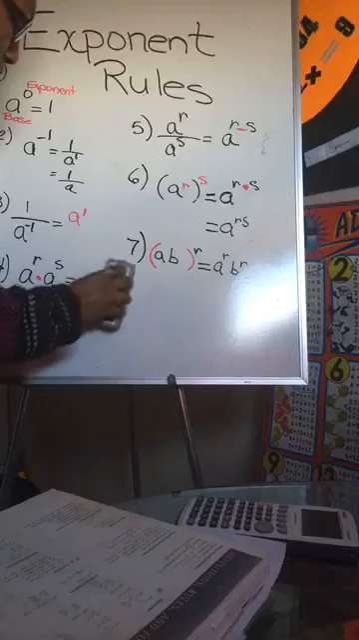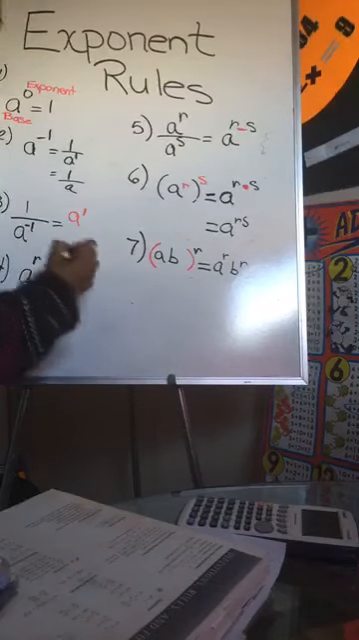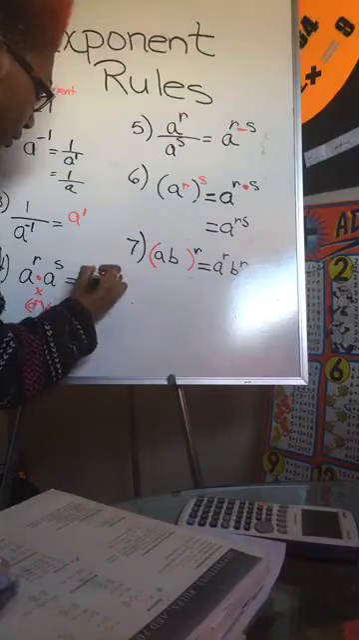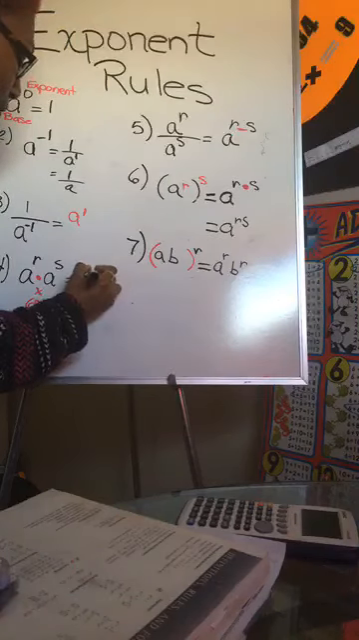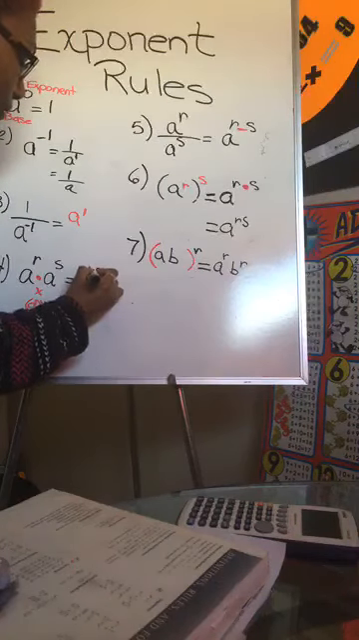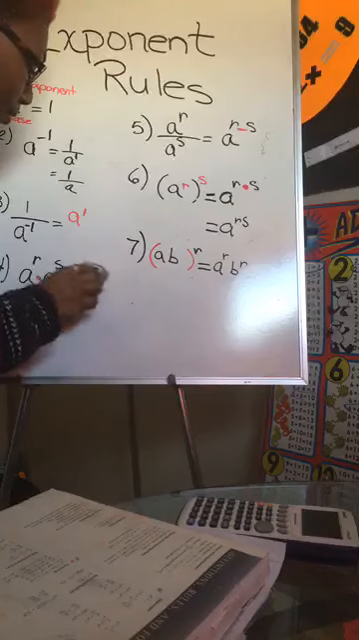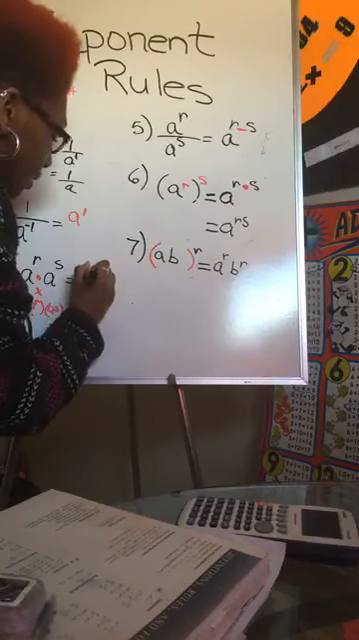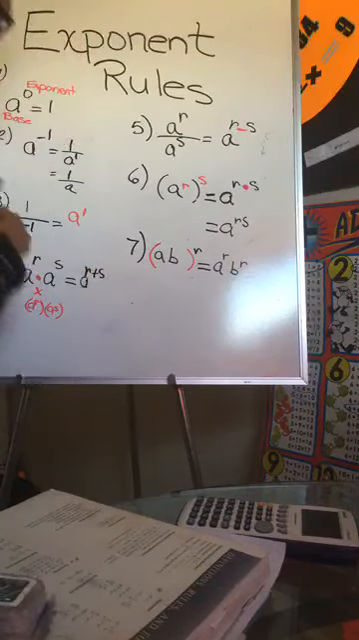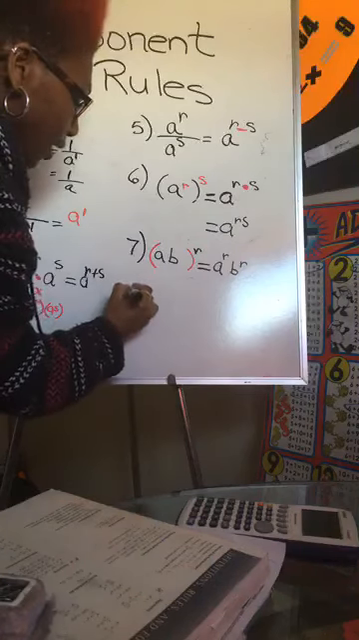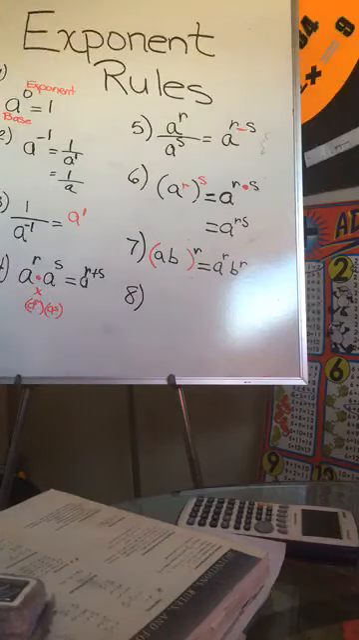All right, I'm going to shift this over a little bit. So this is A to the R here. That means you're adding here. Okay. R plus S. All right, so now we're at the 8th rule. We have 1 more after this.